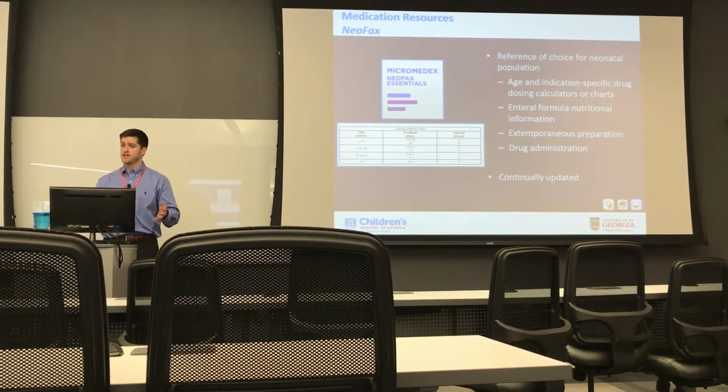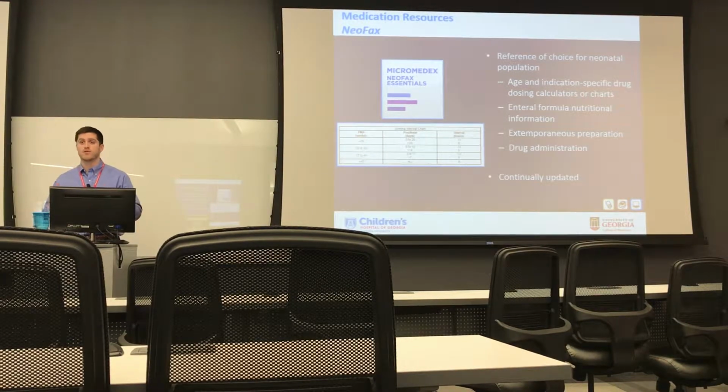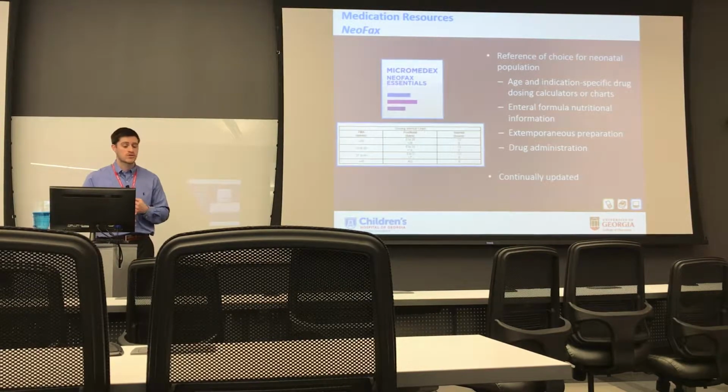And then the last medication-specific resource we'll look at is NeoFacts. I think on one of the previous exams, I put an exam question where we actually utilized one of the charts that we can find in NeoFacts. But NeoFacts is really the reference of choice for neonatal prescribers for neonatal dosing of medications. And so it's age and indication-specific drug dosing calculators as well as charts.